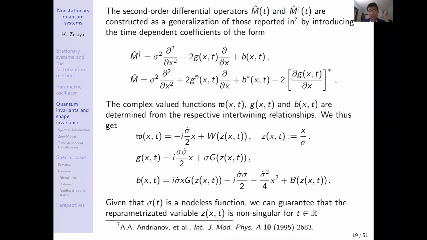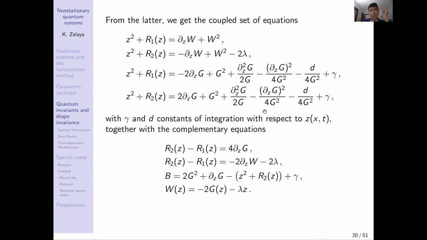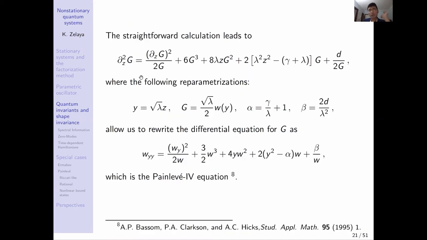The procedure is a bit tedious, a bit long, but in the end, these are the main equations we get. You can see here how we construct R1 and R2 in terms of W, G, and these parameters. Here, D and gamma are just constants of integration, so they do not depend on either X or T. We also get this set of complementary equations. Again, we can combine the complementary equations with this set of four equations, and in the end, this is the important equation we will get.